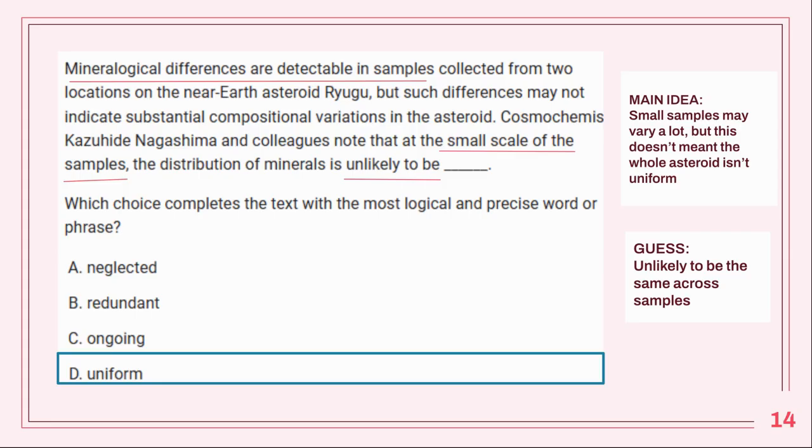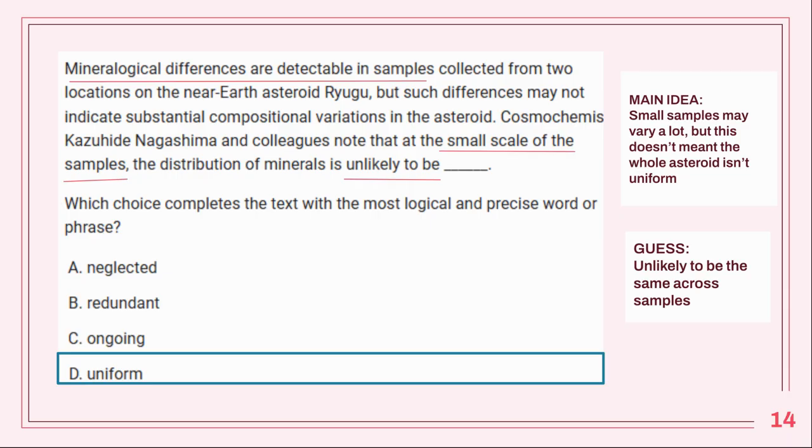B is the same thing, redundant. I think they're saying the distribution of minerals is sort of redundant here. We're saying this uneven distribution of the minerals from sample to sample is kind of redundant. It doesn't really matter because we don't think the asteroid itself varies a lot inside. So I think it is trying to say the distribution of minerals is redundant. Maybe that's what it's trying to say. See, ongoing doesn't really make sense. That's a word for a time when something is ongoing. That doesn't make a lot of sense in this situation.